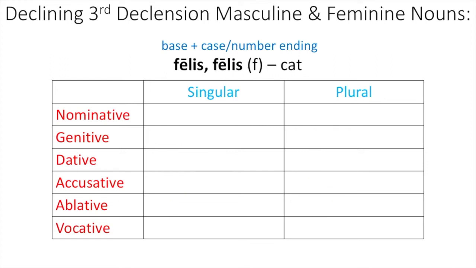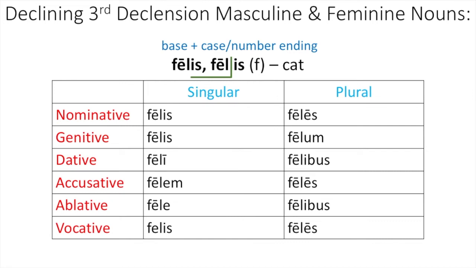And now let's practice with a similar word, cat, felis, felis. So this noun can only be feminine, but it's also a good way to practice your third declension masculine and feminine noun endings. So pause the video, fill out our chart, and then resume it when you're ready to check your work.